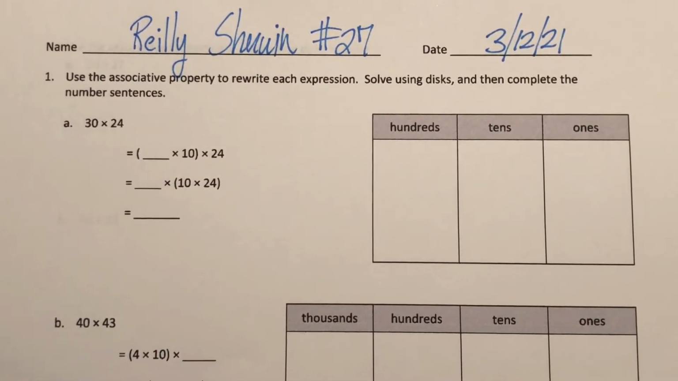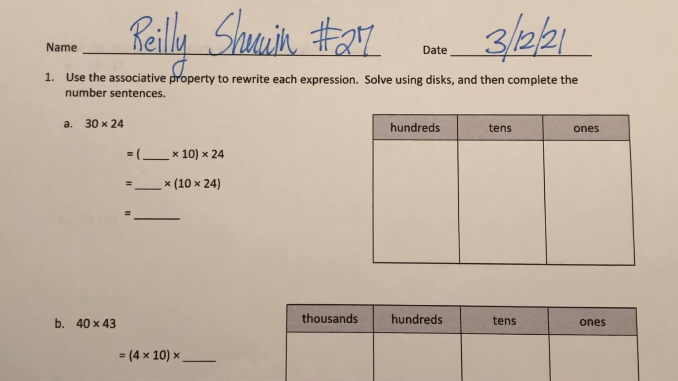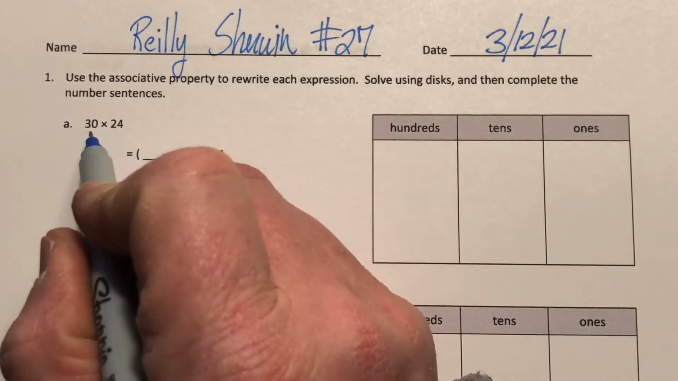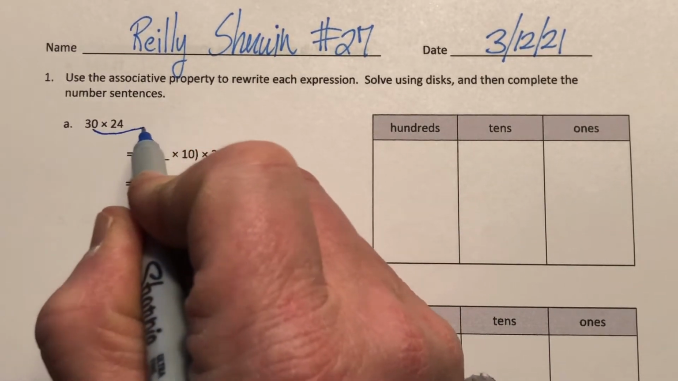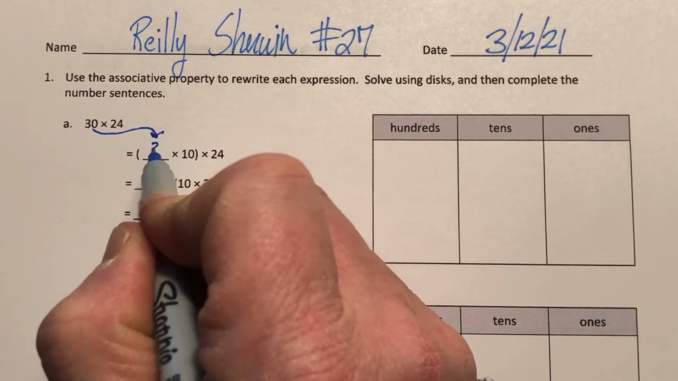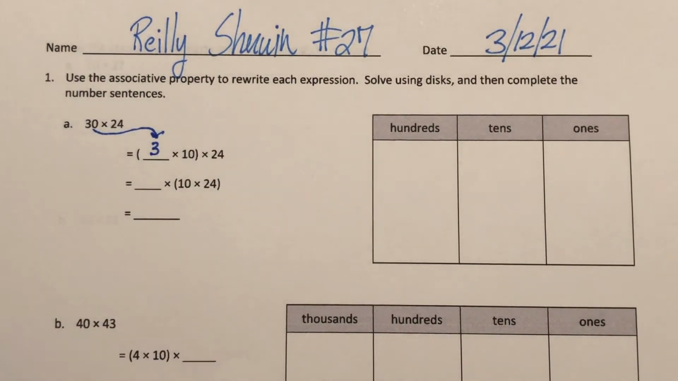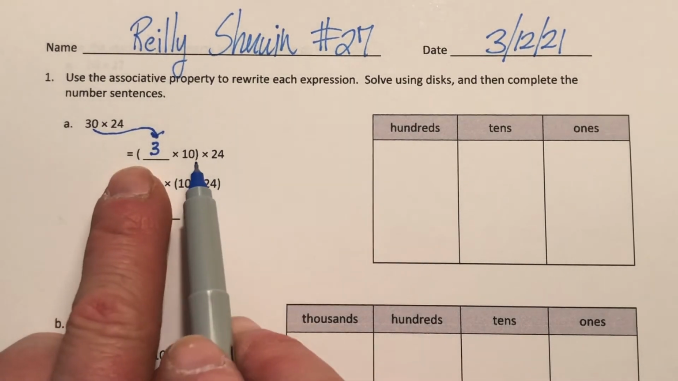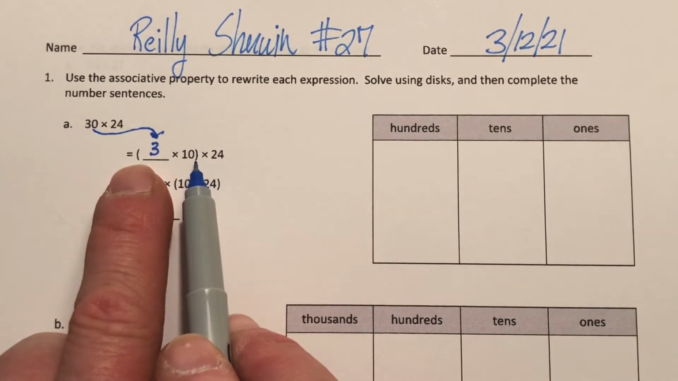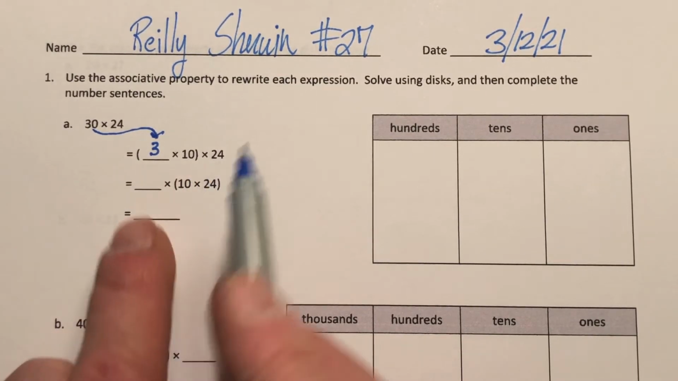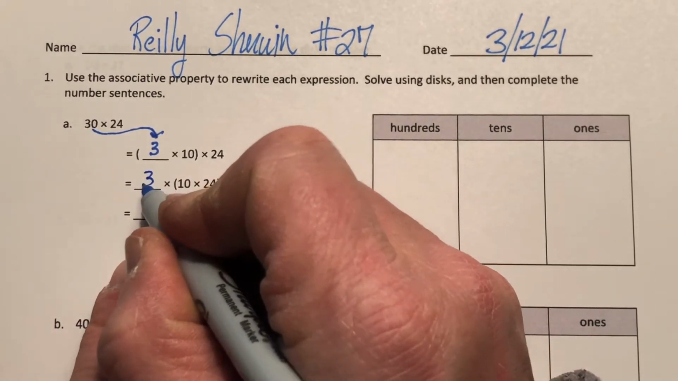So what I have here is 30 times 24. Well, if I use the associative property, I'm going to break this 30 into 3 times 10, right? Because 3 times 10 is 30. So that's what I did here. And the associative property is the grouping property. I'm going to take these parentheses and slide them over to the next rung. So I got this here, okay?